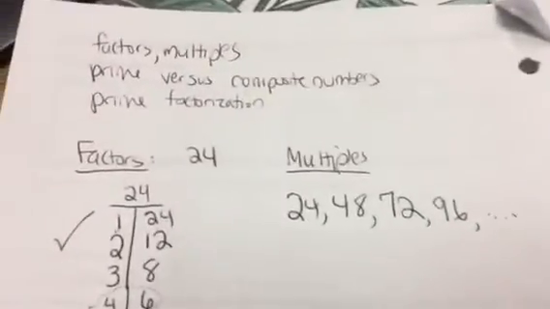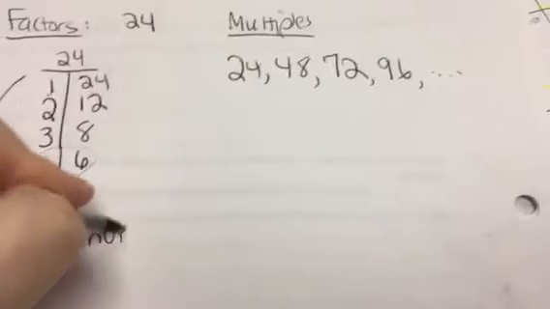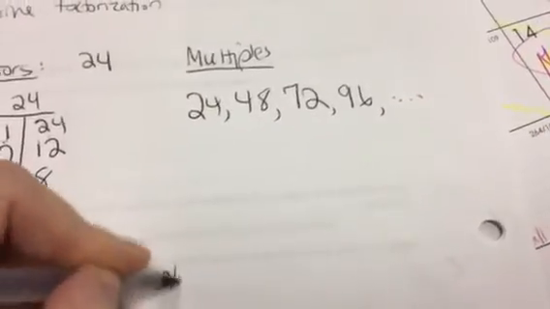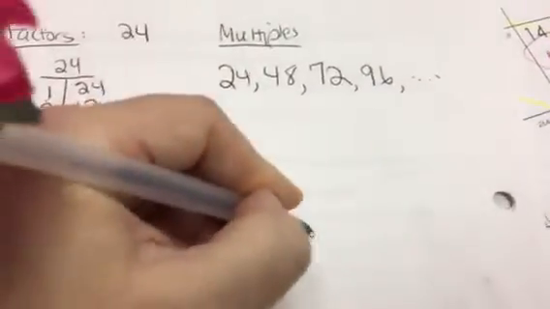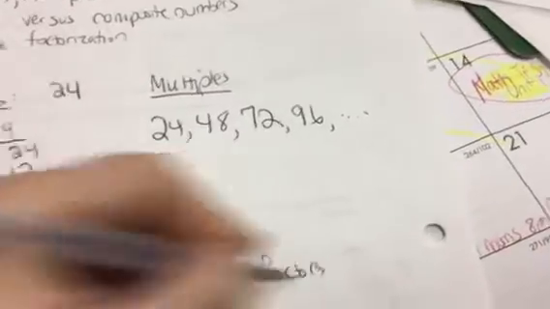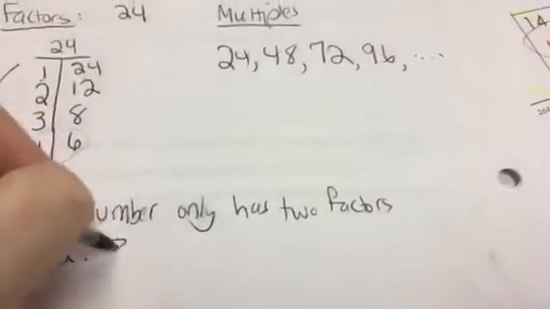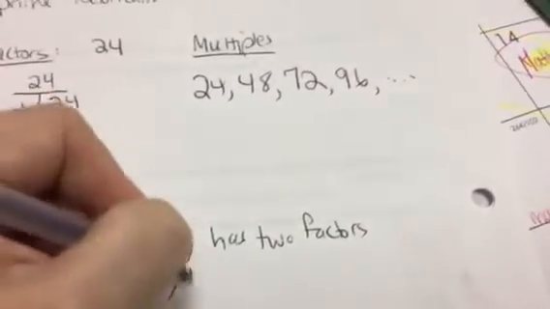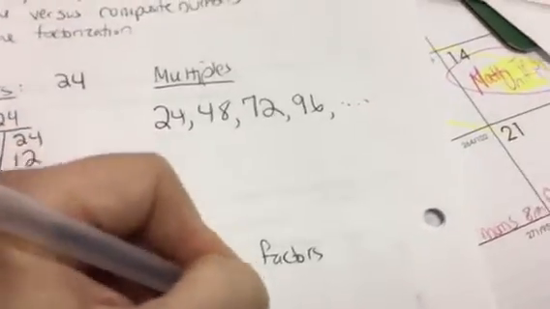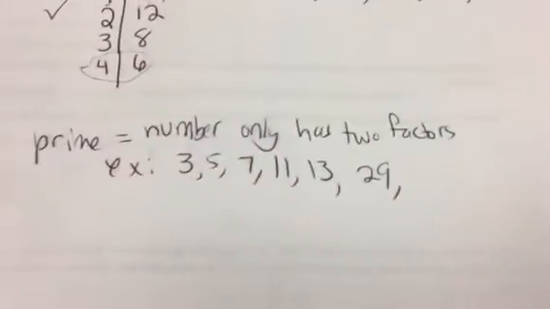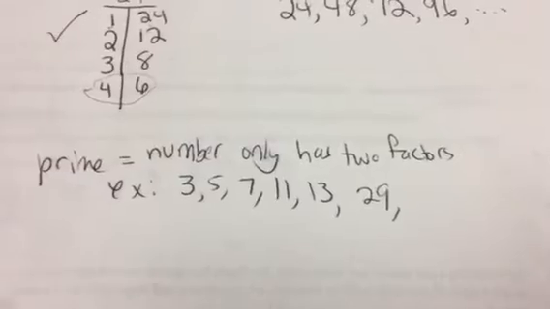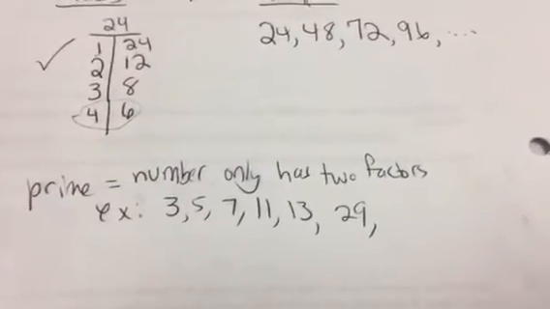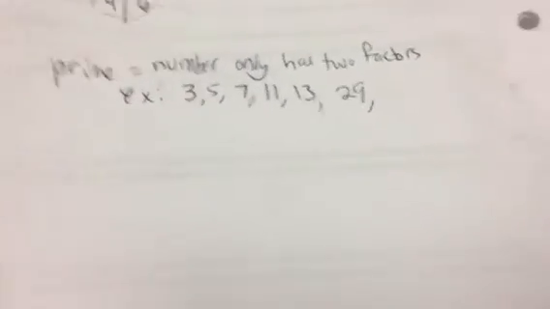Okay, prime versus composite. A prime number only has 2 factors, 1 and itself. Examples: 3, 5, 7, 11, 13, 29, etc. And composite numbers have more than 2 factors, which are most numbers you think of.